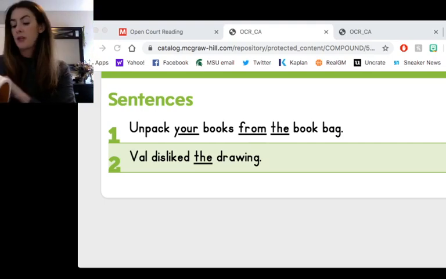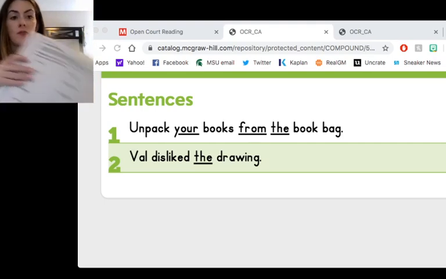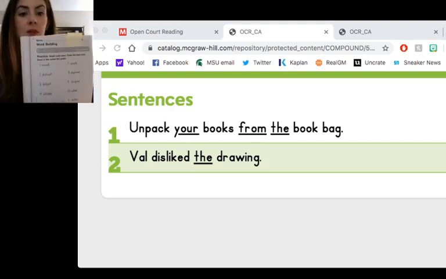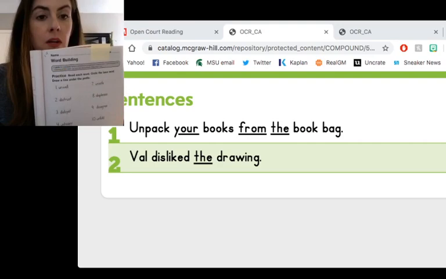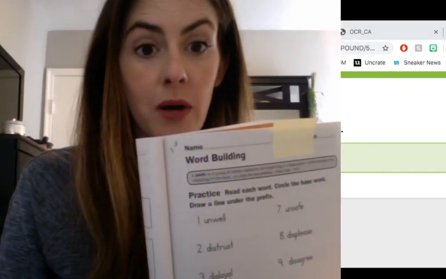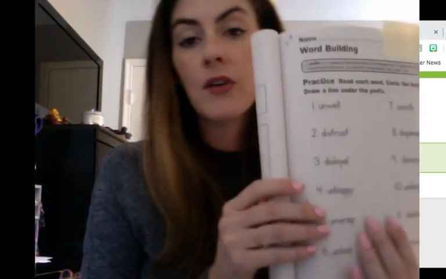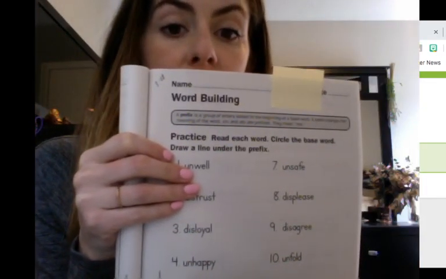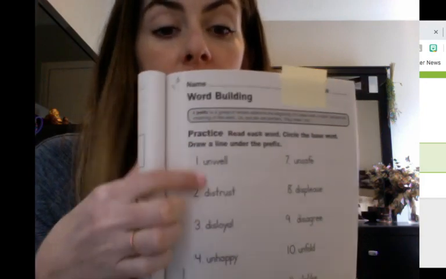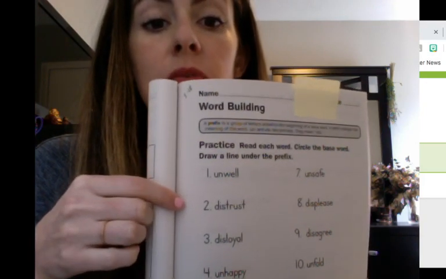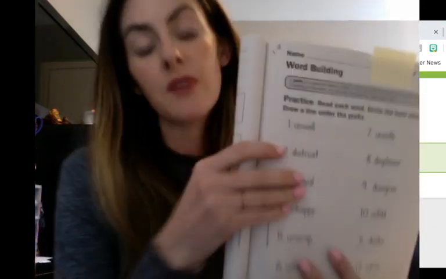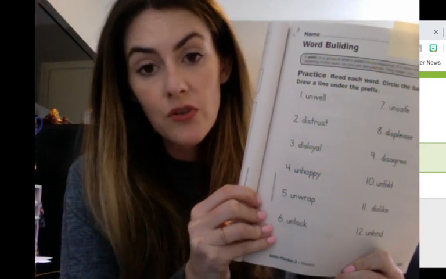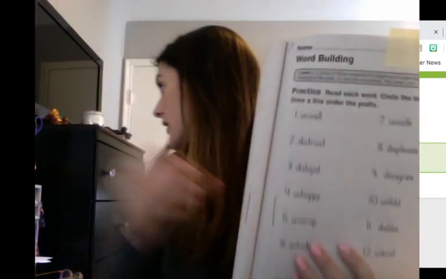Okay, and today we're going to be on page 131. Nice job. So I will leave these sentences up for you, but for now, I want to show you more about your work for today. Inside this book, I want you to read this gray box telling you about prefixes, things that we learned today. You're going to read each word, you're going to circle the base word, and draw a line under the prefix. So, you've got 12 words. I want you to circle the base word. So, you're going to find the word that is a word on its own.